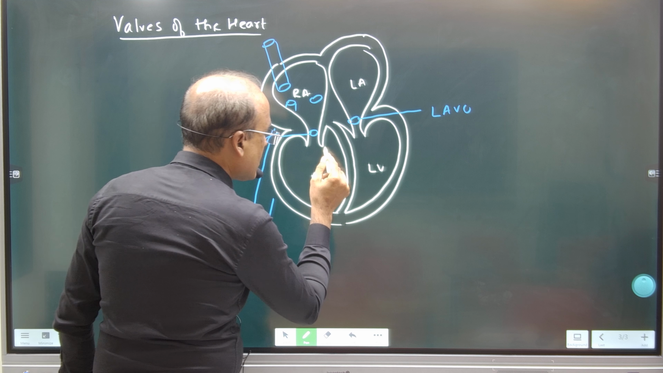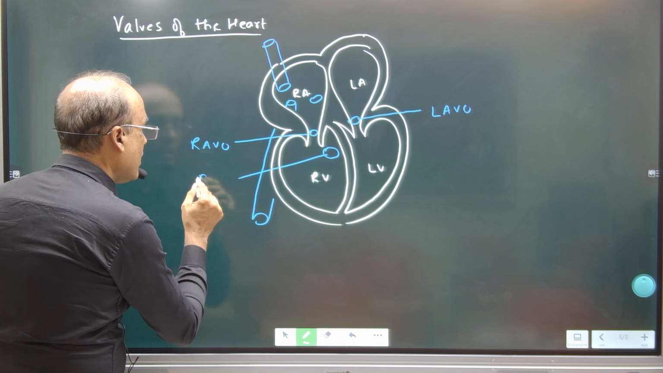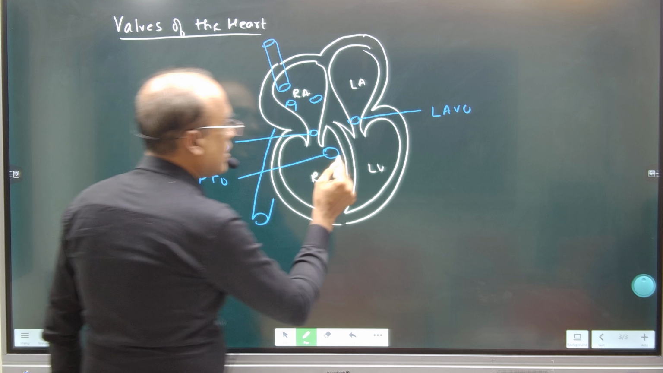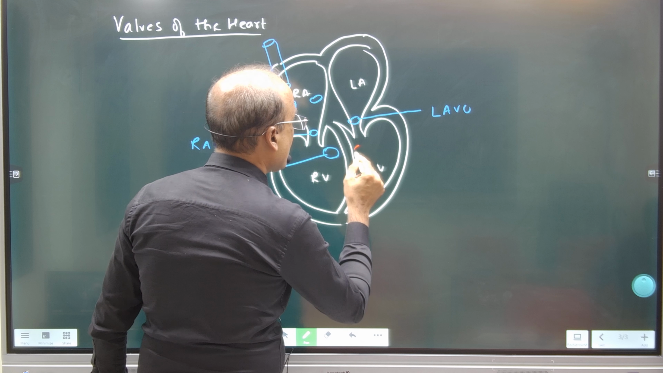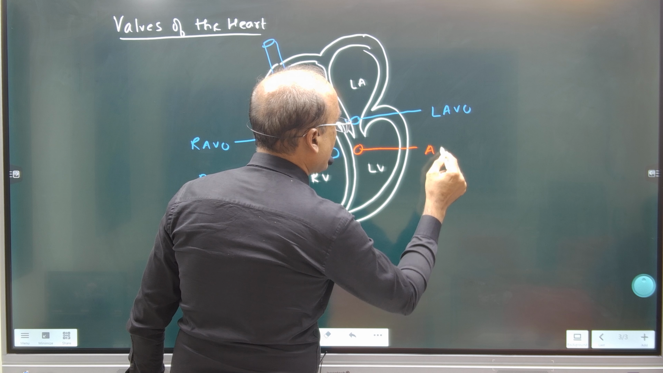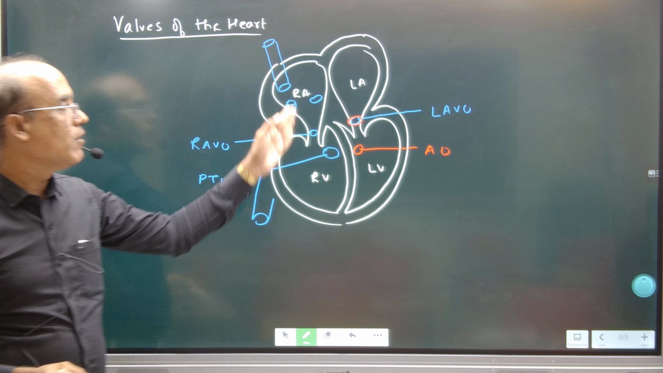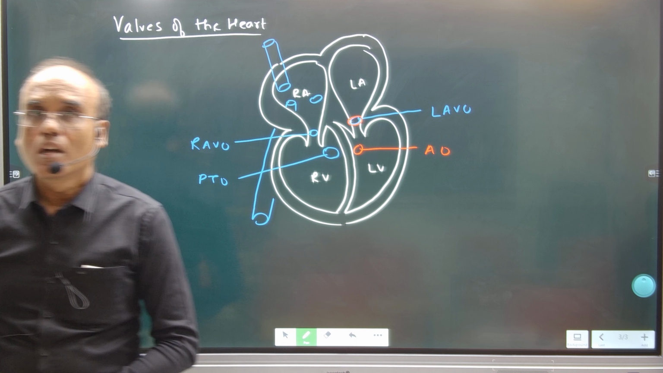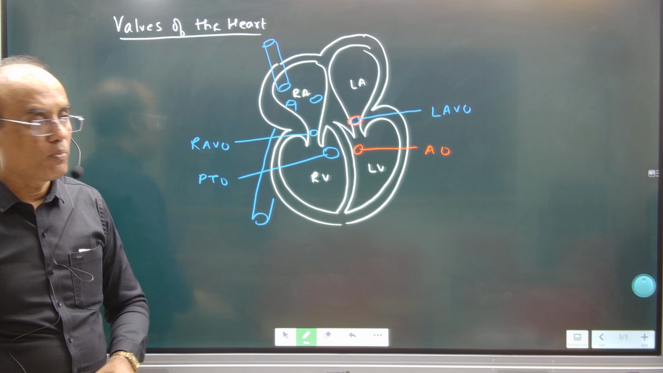In the right ventricle there is one opening called the pulmonary trunk opening, and in the left ventricle there is one opening called the aortic opening. On the right side there will be deoxygenated blood and on the left side there will be oxygenated blood. Now the valves are located in these openings.